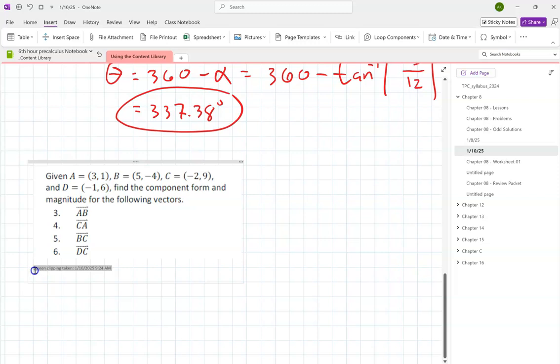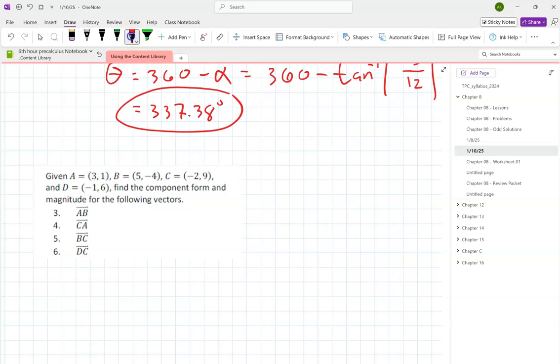So it says, given that A, B, C, D are points whose coordinates are given, find the component form for the vector CA. So if I look at CA, C is the tail, and A is the head, right? I can tell that, Colby, because the C is under the tail of the arrow, and the A is under the head of the arrow. Are you good with that?